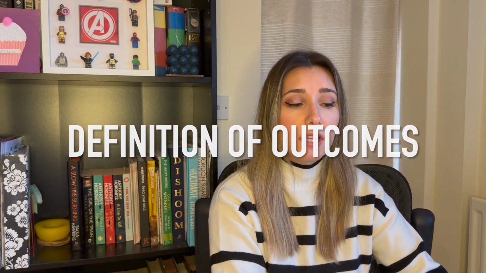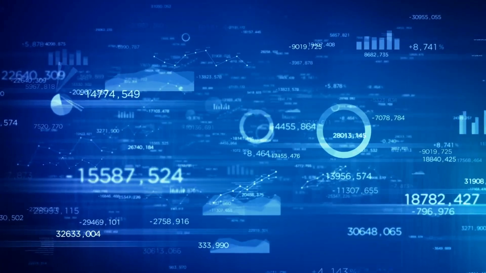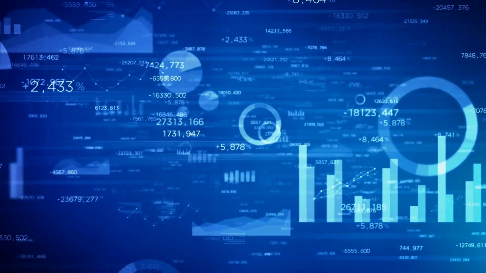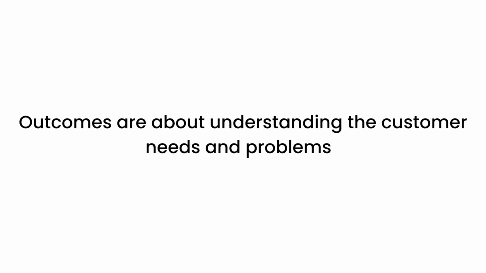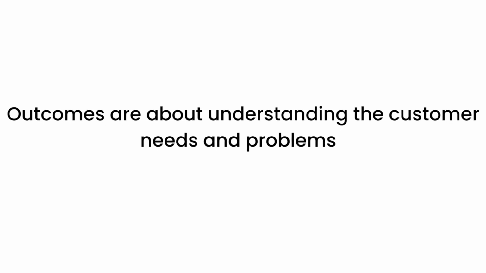Outcomes are described in terms of the value of a feature that is going to provide for the target users. Outcomes are really about understanding the customer needs and problems and providing a solution because we know there's value in solving those problems. And outcomes have clear goals and clear metrics that this specific feature is going to achieve.